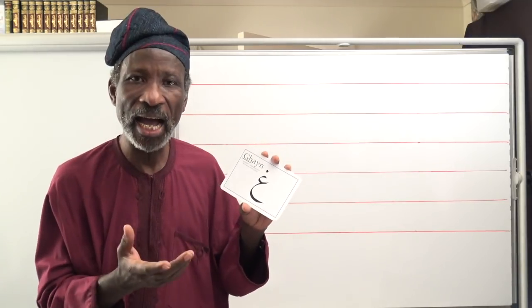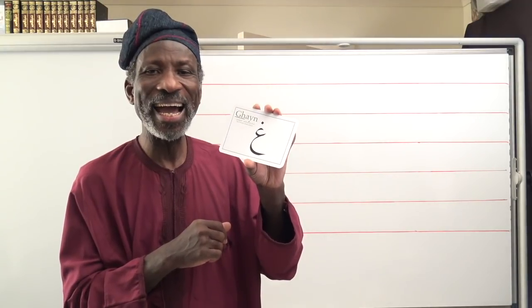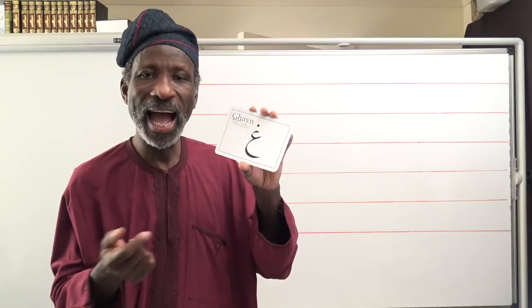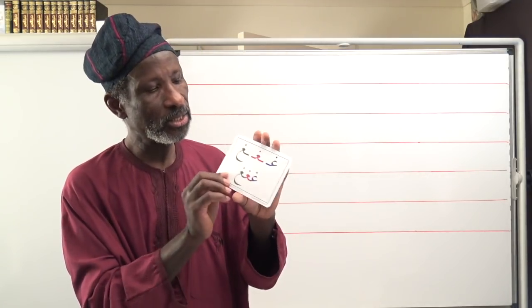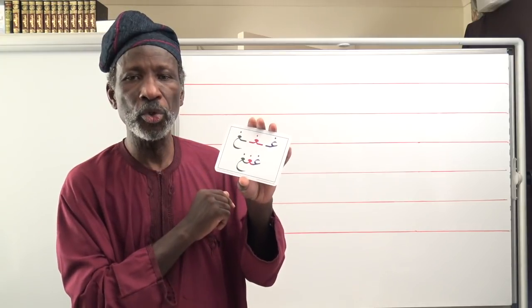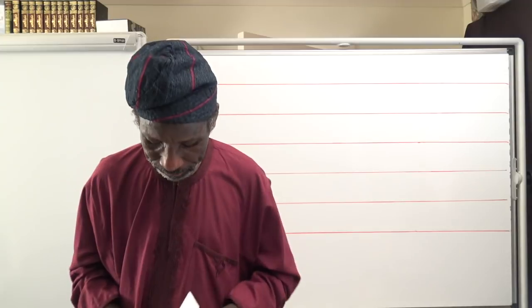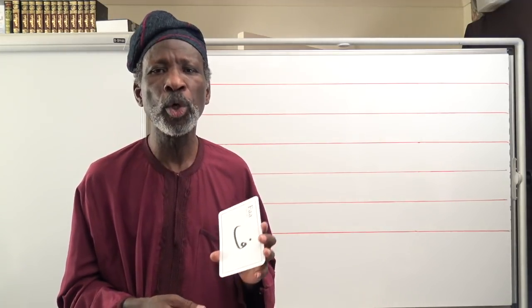You want to say ga, but you gargle it a little bit. Rain. So you have ein and rain. So that's it. You join it exactly the way you join the ein. Now the rest are relatively very simple to pronounce.